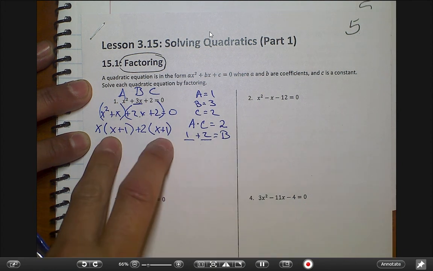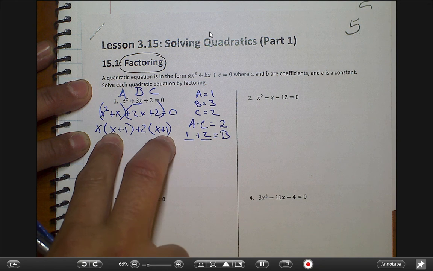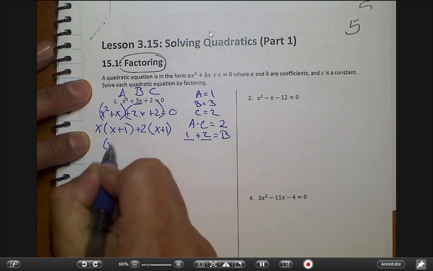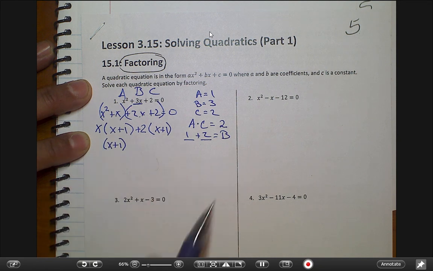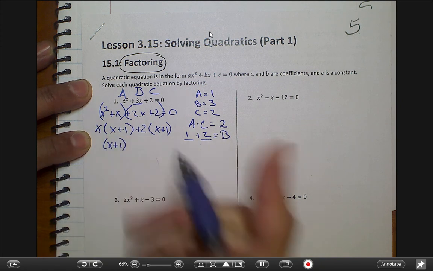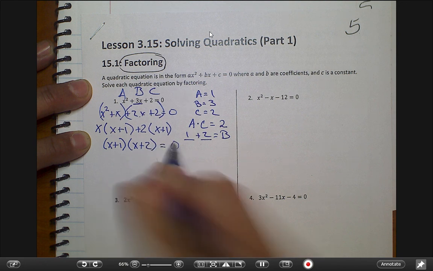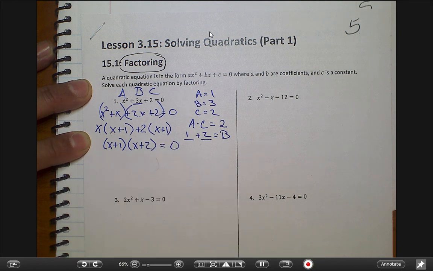Now, both of these have an x plus 1, right? Mm-hmm. So I'm going to use that. Since they both have an x plus 1, I'm going to take that out. x plus 1. Now, what's my leftover? The x and the 2? So it's x plus 2. Yeah, x plus 2. There we go. And those are my factors.